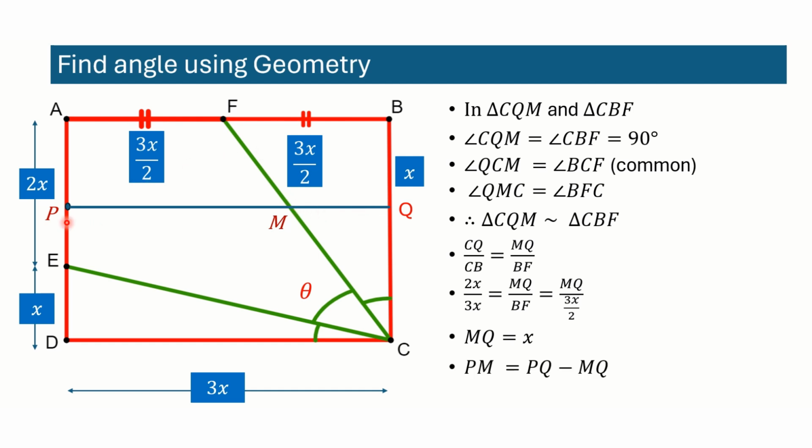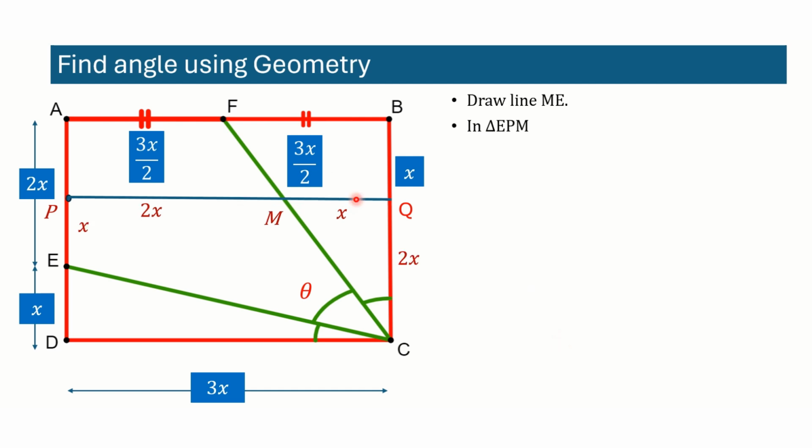So what will be this length? This length will be 2x because this is a rectangle and this length is 3x. So this means this length is also 3x. But this is x, so this will be 2x. So I can write PM is equal to PQ minus MQ, that is total minus MQ, and total is 3x and this is x, so this is 2x. So now I know the various lengths. This length is x, this length is 2x.